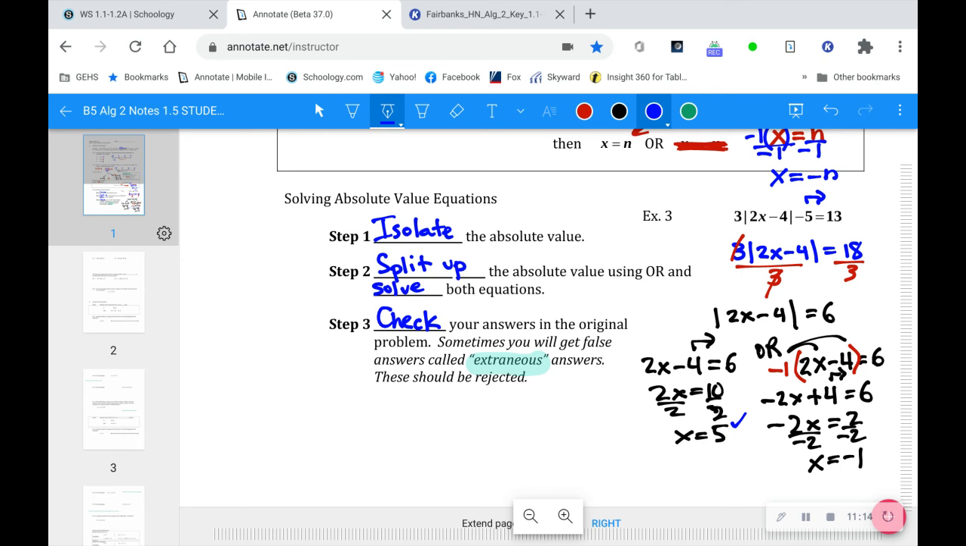And we'll have to check this -1. So first of all, -1 times 2 is -2. -2 minus 4 is -6. The absolute value of -6 is +6. 6 times 3 is 18. 18 minus 5 is also 13. So we have 2 legitimate answers on this problem, and I'll pick up on page 2 in the next video.